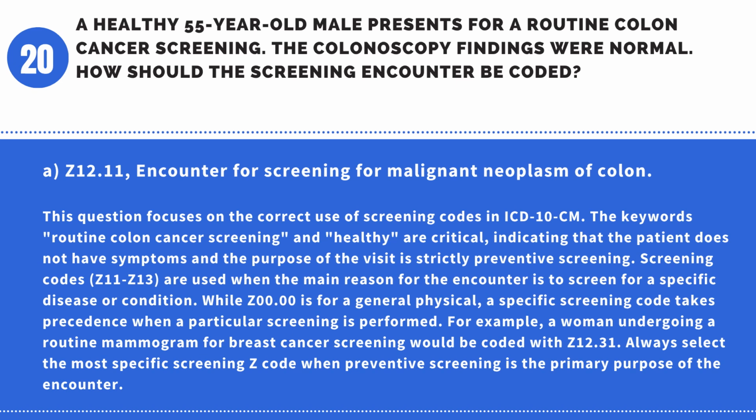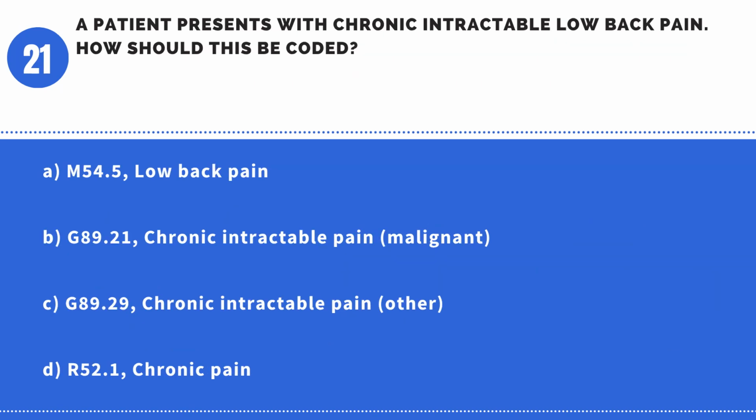performed. For example, a woman undergoing a routine mammogram for breast cancer screening would be coded with Z12.31. Always select the most specific screening Z code when preventive screening is the primary purpose of the encounter. Question 21. A patient presents with chronic, intractable low back pain. How should this be coded? A. M54.5, low back pain.